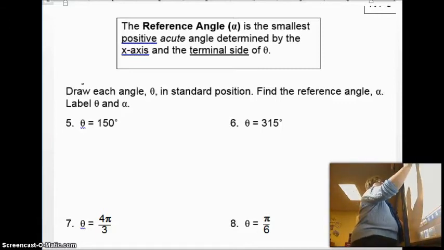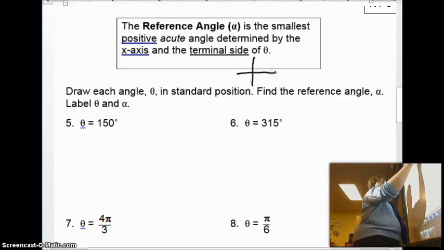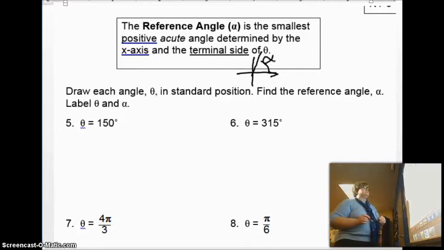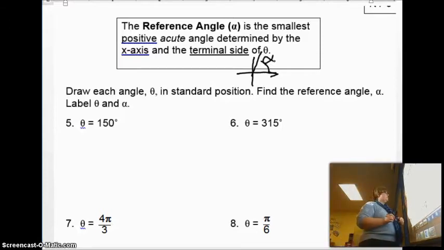Okay, so what we're saying is we'd start at the x-axis right here, and when we hit this is our reference angle, and we use the alpha symbol. Looks kind of like a little fish. All right, to denote that that's going to be our reference angle. Okay, so draw each angle theta in standard position, find the reference angle alpha, label theta and alpha.